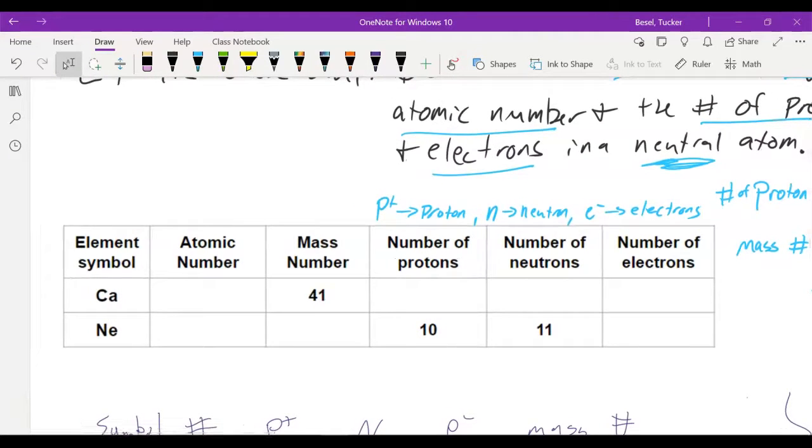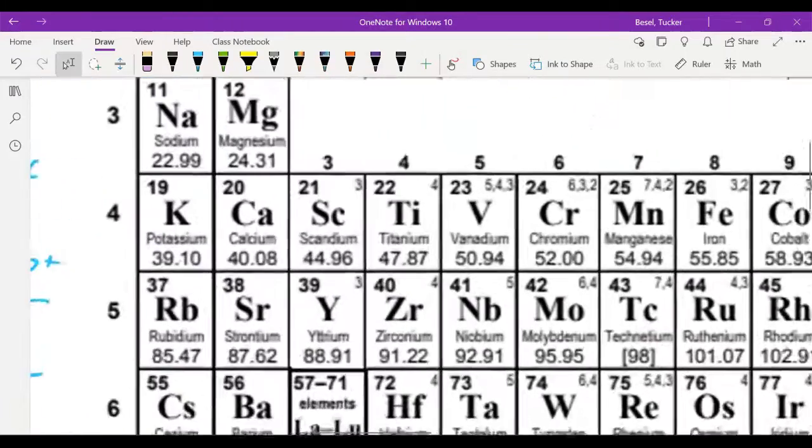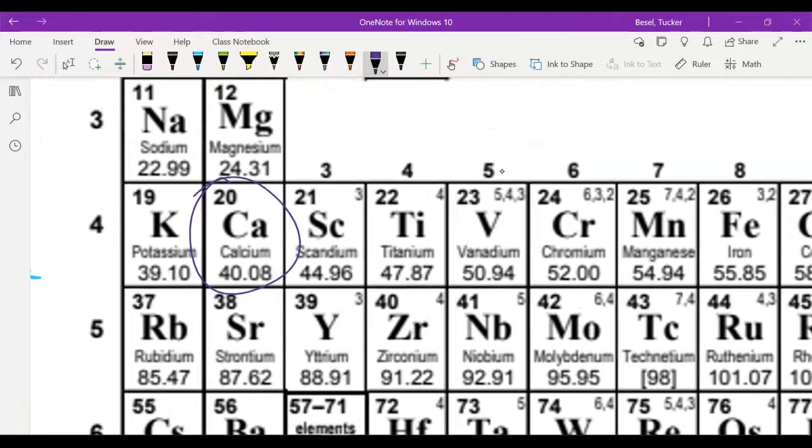So I've got Ca, which is calcium, and it's giving me the mass number, which is nice. And so now, based off of just those few things, I should be able to fill in the rest of the stuff on this chart. The first thing that I need to do is find calcium on the periodic table. And it's right here. It's element number 20.